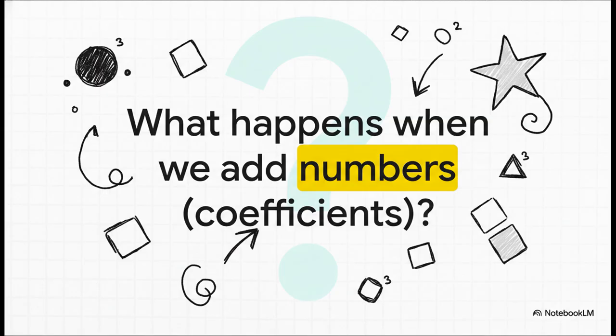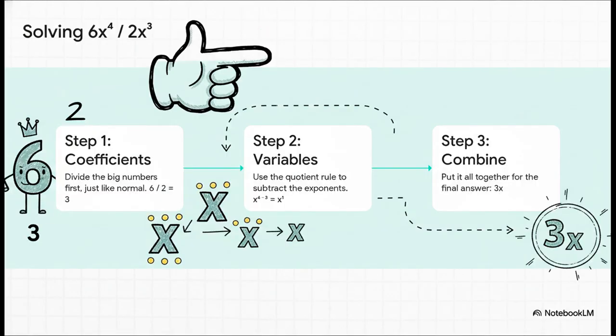Let's break this next one down step by step. We just add one little step right at the beginning. First, you deal with the big numbers, the coefficients, and you just divide them like normal. 6 divided by 2 is 3. Easy enough. Next, you use our new quotient rule for the variables. For x, we subtract the exponents. 4 minus 3 is 1. That gives us 3x to the 1st power, which we can just write as 3x.